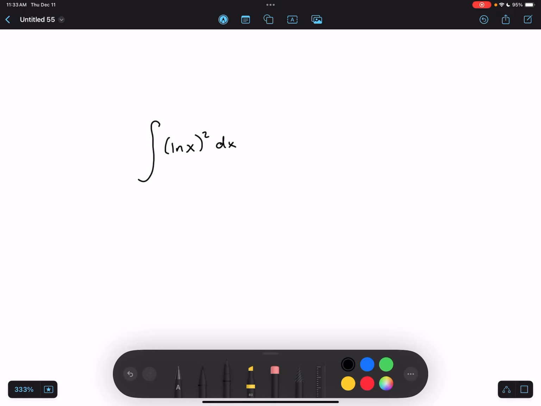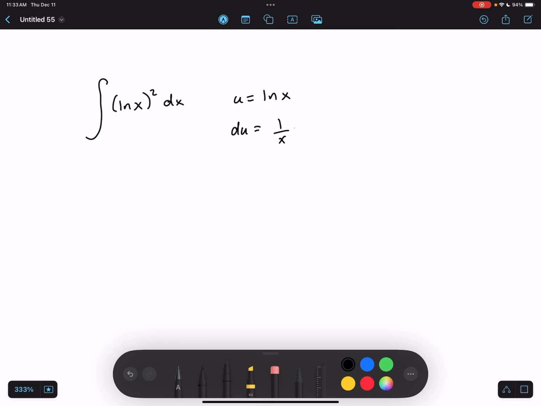We have the integral of ln x squared dx, and this might not look like an integration by parts problem initially, but after we do a little bit of work with u sub, it will certainly turn out that way. So what we'll do is we'll say u equals ln of x. The derivative of u in that case is 1 over x dx, and we need to get just dx on its own because in our original integrand we don't have 1 over x dx, we just have dx.